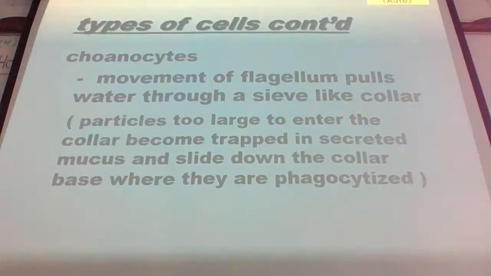Okay, so main concepts of this chapter. What are probably some of the most important points? Just guess. Sessile, that's important because sponges don't what? They don't move.